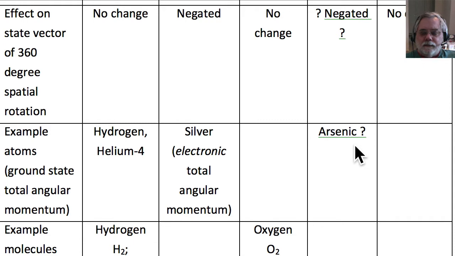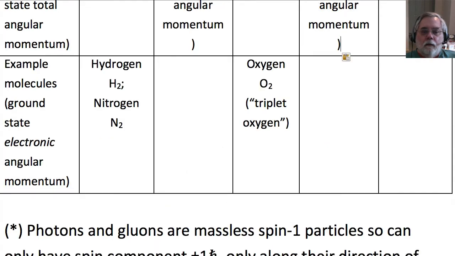One reference I have says that the arsenic atom is spin 3/2, but for electronic total angular momentum. Now molecules also have net angular momentum. It's more complicated because not only do you have the electron spin and the orbitals, the molecular orbitals that the electrons are in, but you also have nuclear spin. So here I'm giving you what I believe is the ground state electronic angular momentum, not including the nuclei. So hydrogen H2 and nitrogen N2, I believe, are spin 0 molecules.